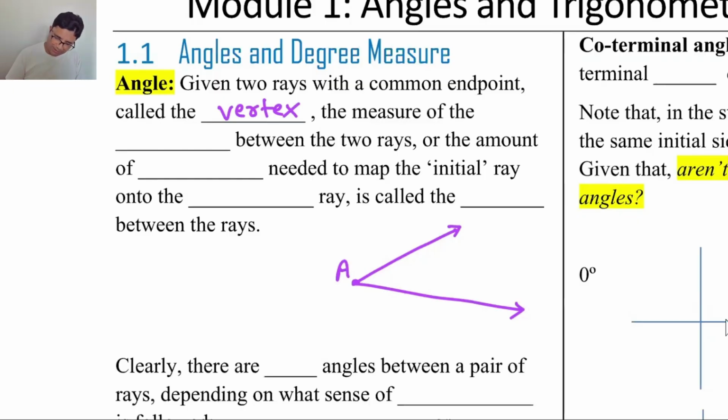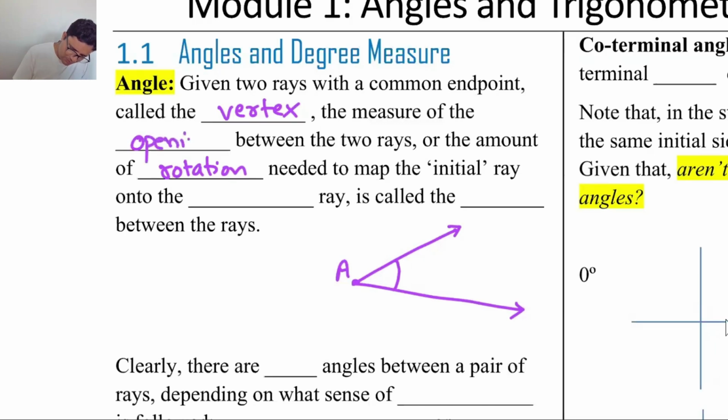The measure of the, so what are we measuring now? If I start from this ray, any one, and rotate up to the second ray, right? So we are measuring some concept here, right? How much I'm rotating. So the measure of the rotation between the two rays, or the amount of, okay, actually I should have used the word rotation in the second blank. The amount of rotation needed to map the measure of opening.